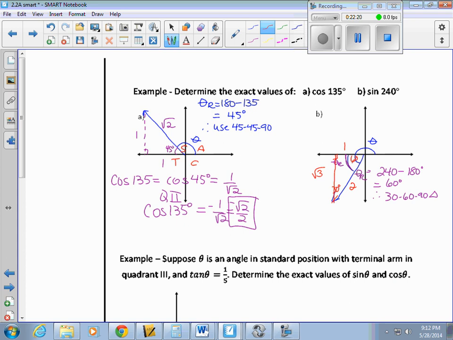So if I look at this, my side that has a value of 1 is on the negative x-axis, so that should be a negative. The side that has the value of square root 3 is in the negative y, so that's going to be negative as well. So my sine of 240 degrees is going to be the same as the reference angle, sine of 60 degrees. Sine is equal to opposite over hypotenuse, so that would be negative square root 3 over 2.